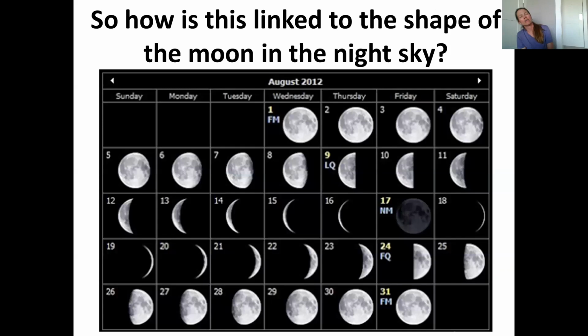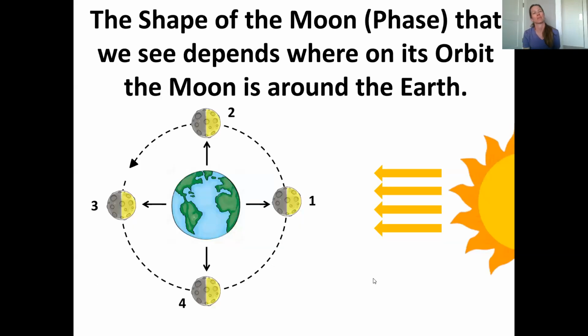All right, so how the sun shines upon the earth, how the sun shines upon the moon, how the moon does not produce its own light, how is that concept linked to the shape of the moon in the night sky? How does that concept create this lunar calendar that we're seeing right here? All right, so the shape of the moon, we also call this the phase of the moon, that we see on any particular night depends on where in the orbit the moon is around the earth.